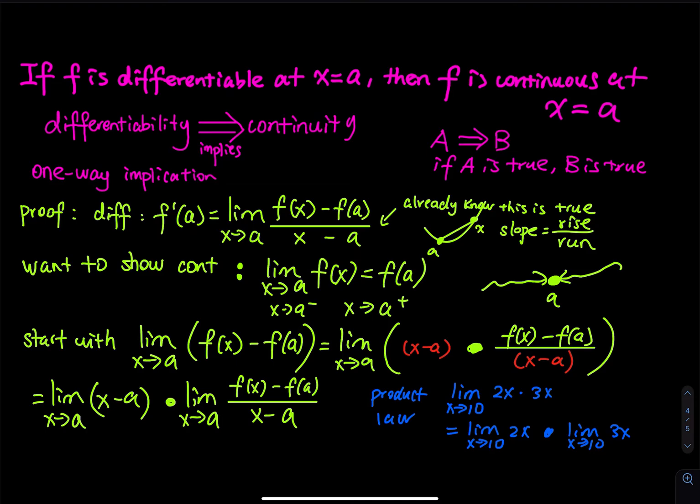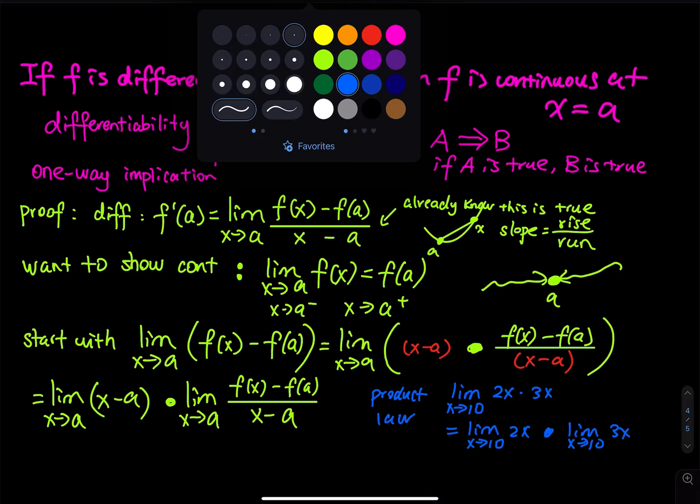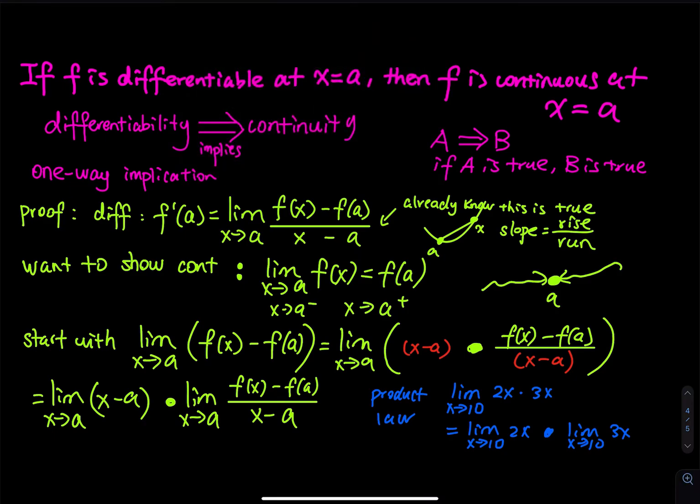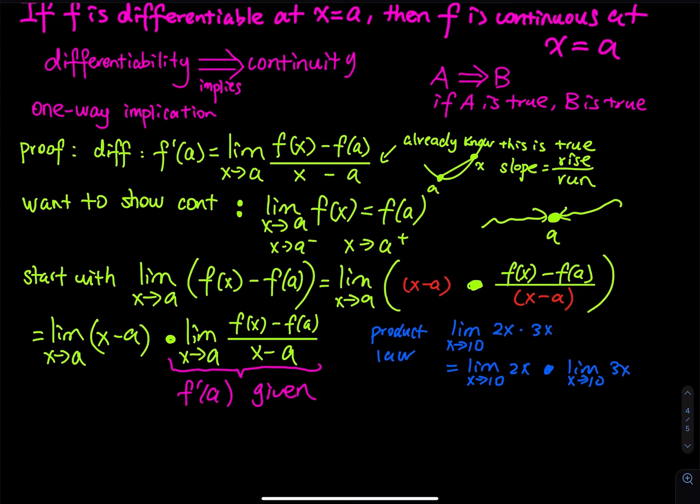Okay, back to our business. We have to specify that this is given. So this equals f prime of a, and this is given because we started with differentiability. We already know that f is differentiable at x equals a. That means f prime of a exists.